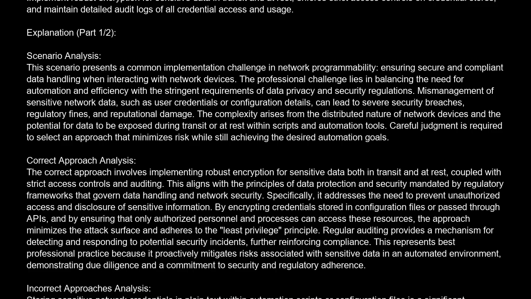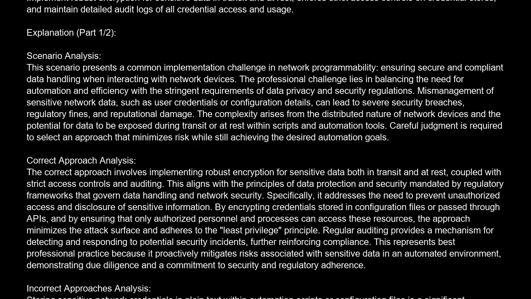Explanation. Scenario analysis. This scenario presents a common implementation challenge in network programmability, ensuring secure and compliant data handling when interacting with network devices. The professional challenge lies in balancing the need for automation and efficiency with the stringent requirements of data privacy and security regulations.